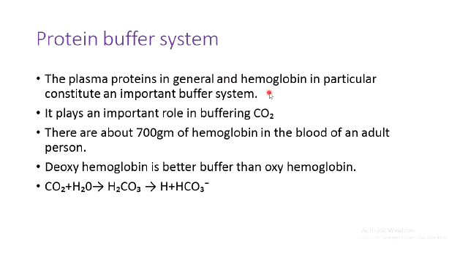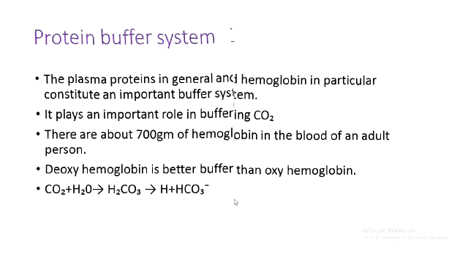Plasma proteins in general and hemoglobin specifically are an important buffer system and play an important role in buffering carbon dioxide. There are about 700 grams of hemoglobin in the blood of an adult person, and deoxyhemoglobin is a better buffer than oxyhemoglobin. So the carbon dioxide, when it combines with water, forms carbonic acid, which dissociates into hydrogen ion and bicarbonate. This bicarbonate is exchanged with chloride, and this is known as the chloride shift.